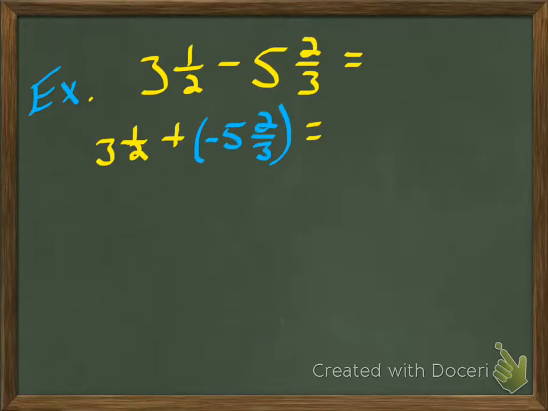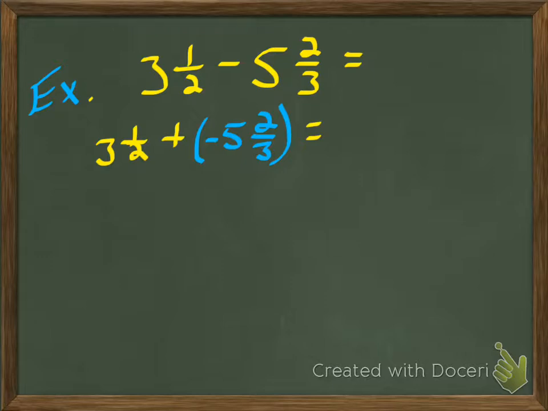All right, another example. Ooh, this one's hard. It's a mixed number. So here I did it again. I changed the minus into a negative 5 and 2/3 and replaced it with the plus sign. So now we subtract them. The easiest way for me to subtract mixed numbers is to change them into improper fractions, because in algebra we use, like I said earlier, improper fractions. So let's go ahead and do that.